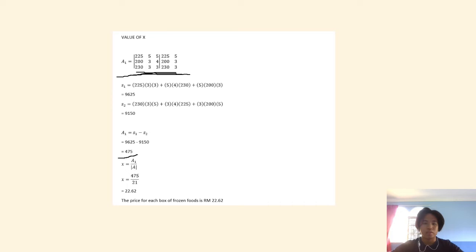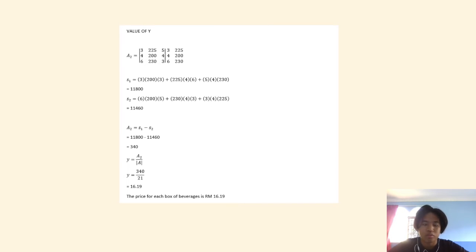So we get the determinant of A1 is 475. And to get the value of x, we must divide the determinant of A1 by the determinant of A. So it will become like this: 475 divided by 21, and we get the value of x is 22.62. So the price for each box of frozen foods is 22.62 ringgit.